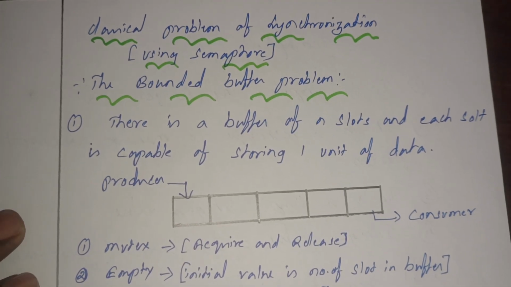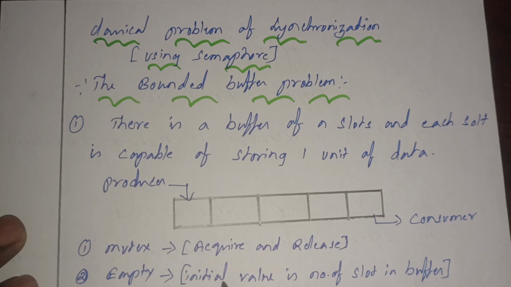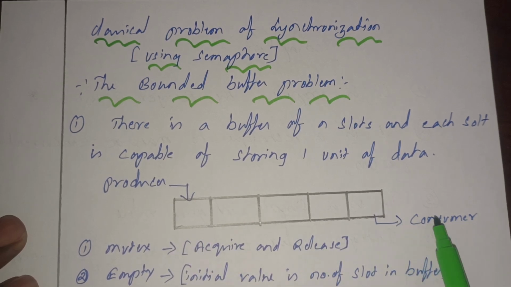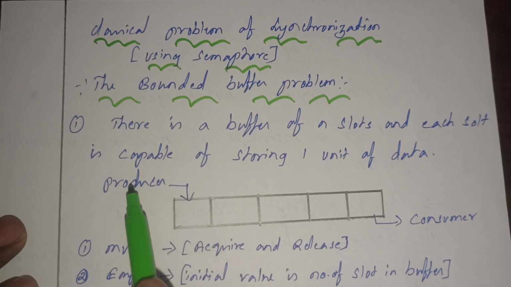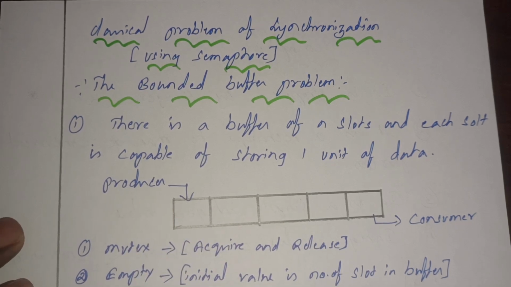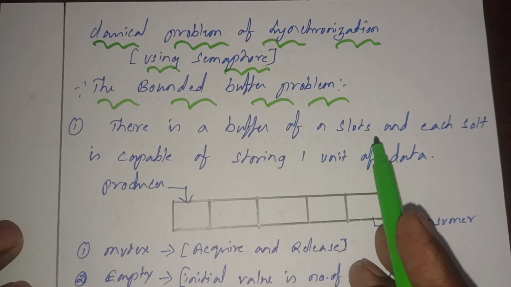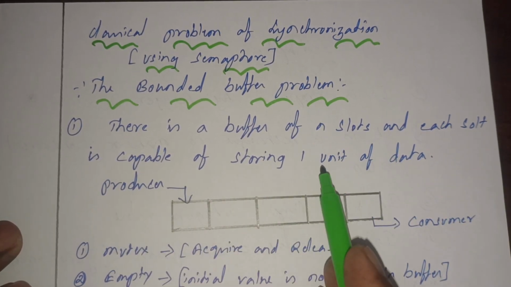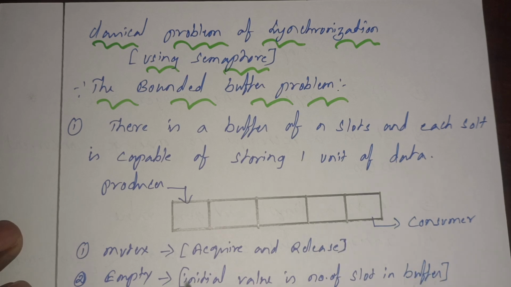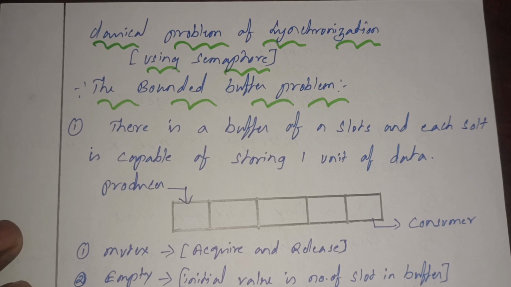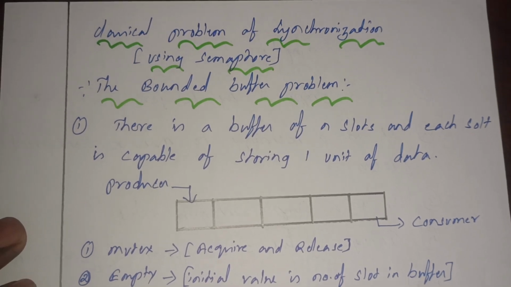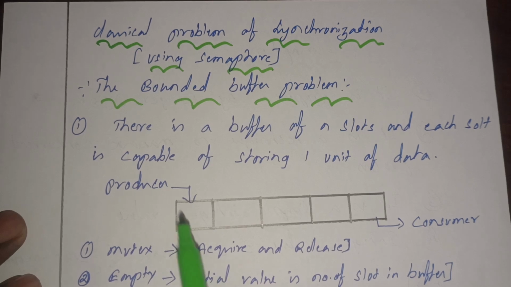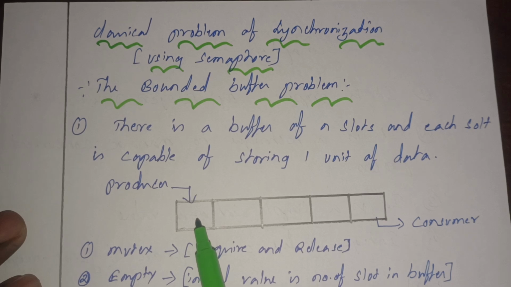So this is the procedure. Let's see, when this buffer is full, it will be consumed. When it is empty, it will be filled by this particular producer. Let's see, there is a buffer of n slots, and each slot is capable of storing 1 unit of data. So in this particular buffer, let's see how this process has been adopted. The one line story is, there is a bounded buffer problem: when does the producer load data, and when does the consumer remove data.